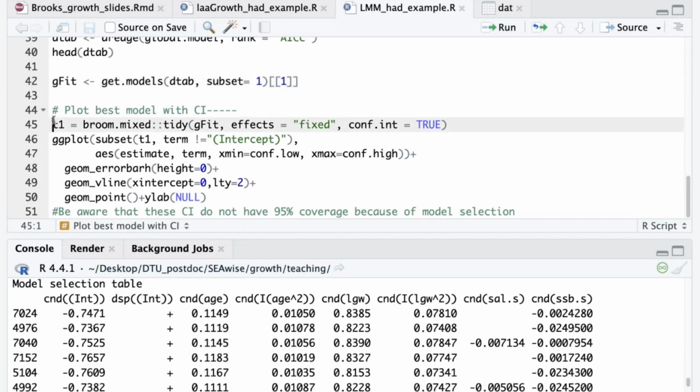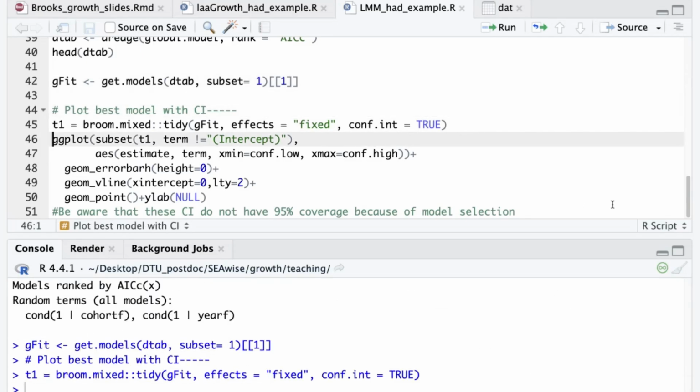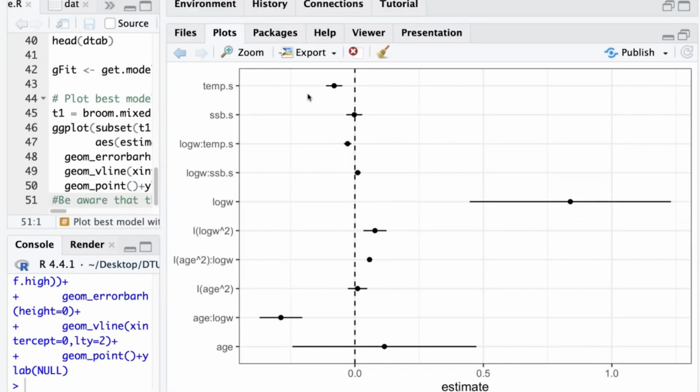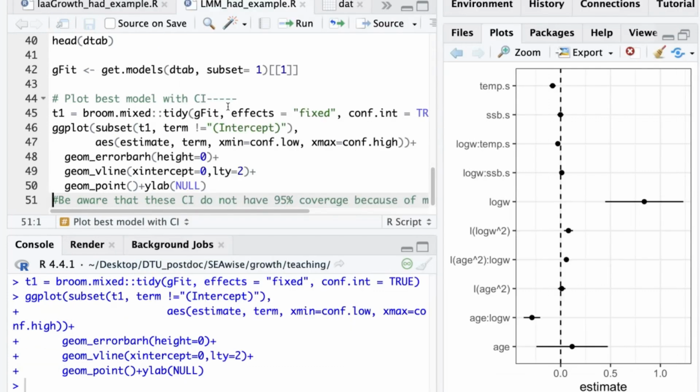Okay, so then we could plot all those coefficients in the top model that we got. You can see the environmental effects are this strong effect of temperature that's negative. And then SSB is overlapping with 0. There's that interaction of log weight and temperature. And then the other terms are not very interesting. They're just the growth backbone that's log weight and age. So that is that for the linear mixed model example.